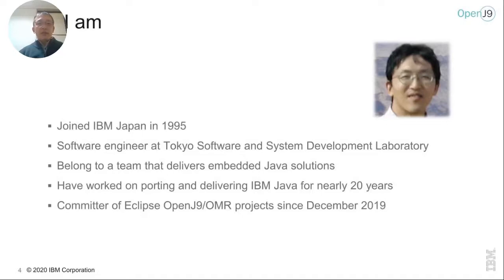A certain percentage of you may have consumer devices at your home with IBM Java internally, or had such devices in the past without knowing that. Although I cannot mention the name of the products I have worked on. I became a committer of two open source projects, Eclipse OpenJ9 and Eclipse OMR, a year ago. I will talk about the open source projects in the following pages.